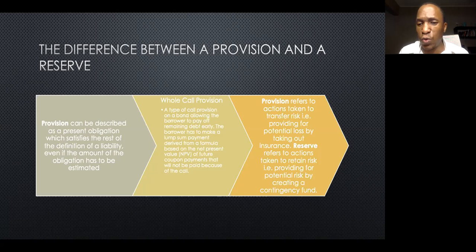audible, it's understood. Provision refers to the action taken to transfer risk, that is providing for potential loss by taking out insurance. So that's the form of provision. Reserve refers to actions taken to retain risk, that is providing for potential risk by creating a contingency fund. Okay.